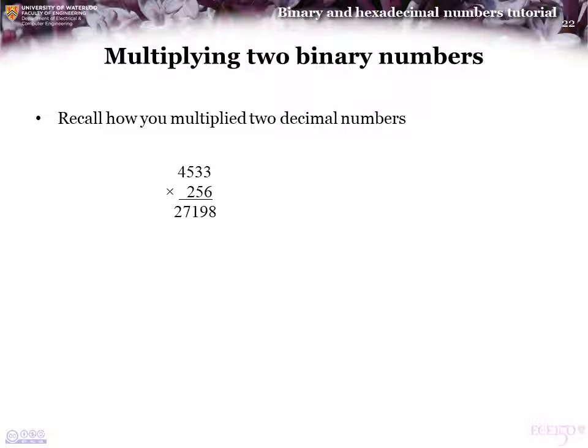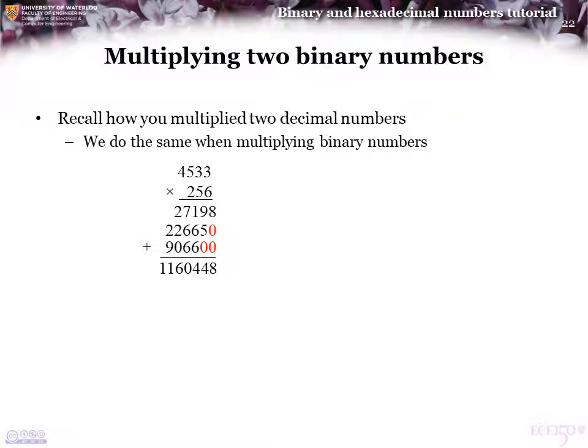Then we multiplied the first number by the second digit, and we added a 0. This is because we're actually multiplying 4,533 not by 5 but by 50. Then we multiplied 4,533 by 2, but we added 2 zeros. Why? Again, because we're actually multiplying 4,533 by 200. That gives us 906,600. We then added these three numbers together to get the product.